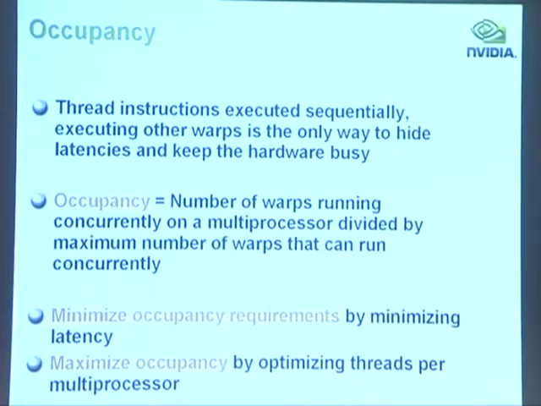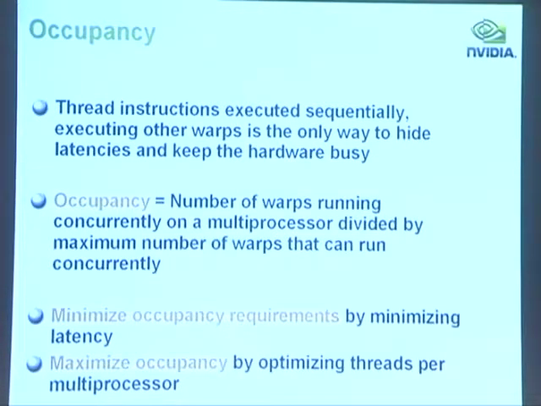This first bullet point basically says, like I talked about before, things happen in parallel across threads, not within a thread. Thread instructions are executed sequentially, and so when you get blocked in that sequence of instructions, the only way to hide that latency and do useful work is to run other warps. That's why we have this principle of occupancy.